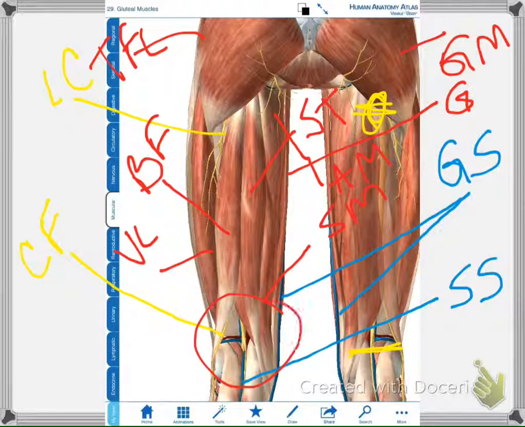Remember, this area is the popliteal fossa. Let's take a look at this area on the medial aspect of the knee, and I want you to notice that the semitendinosus and the semimembranosus, as well as the gracilis, all come together distally in their tendons to form a tendon that is commonly referred to as the pes anserine, P-E-S-A-N-S-E-R-I-N-E.